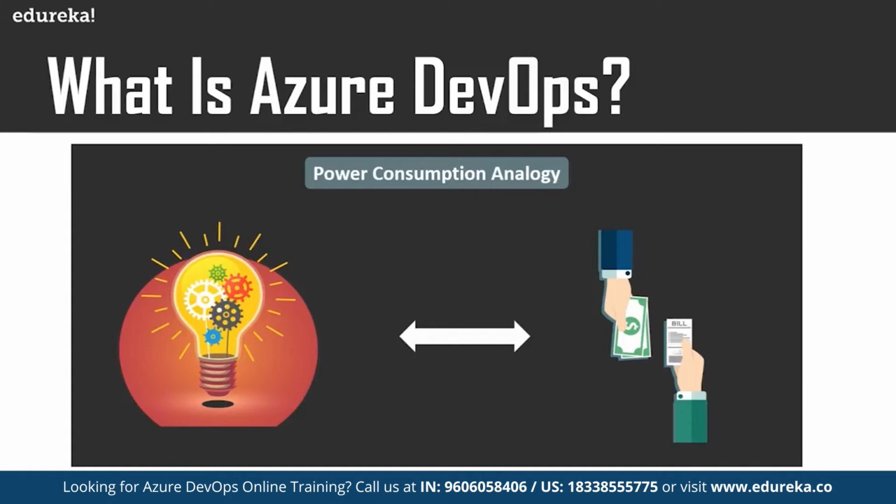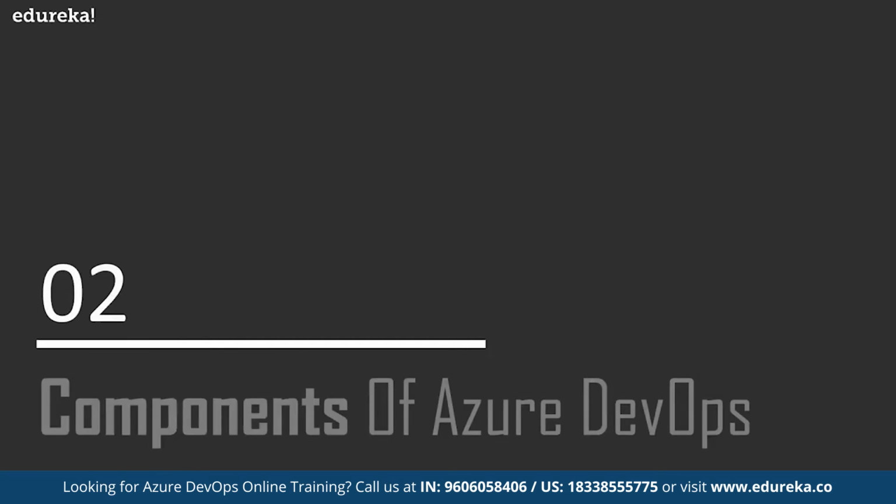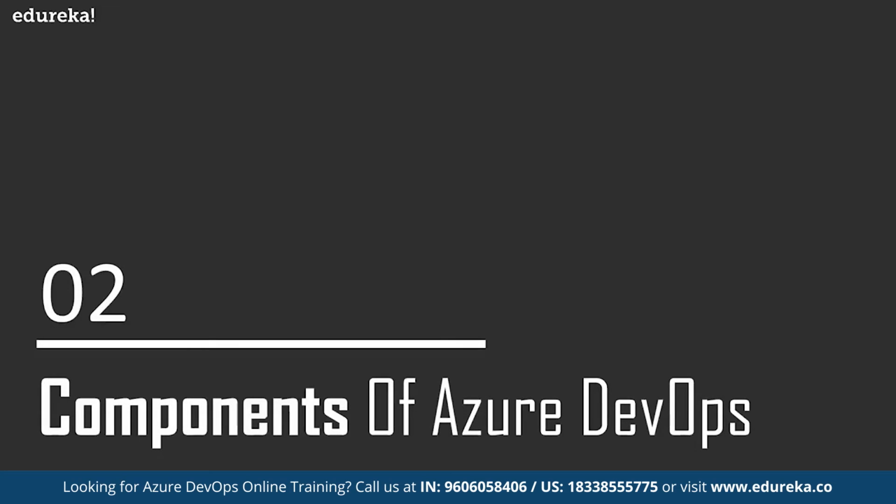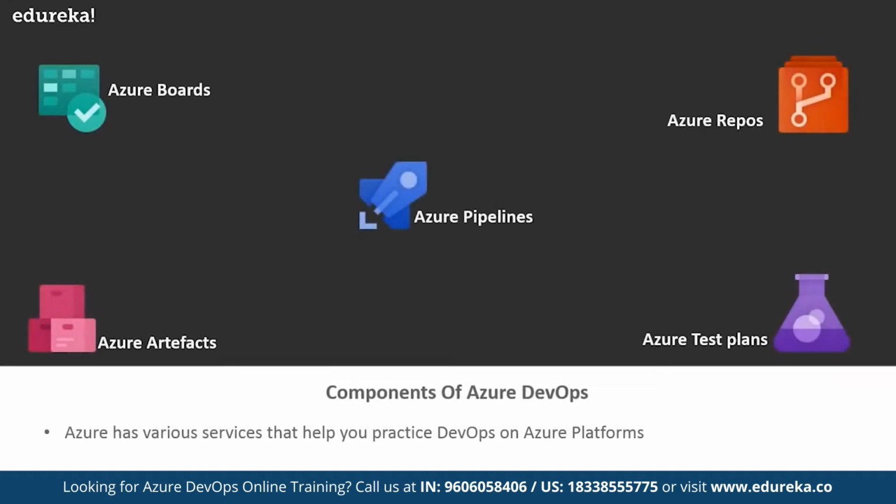But as far as this topic is concerned, we are not here to discuss this particular topic in detail. So let us quickly move further and take a look at some of the components that concern this topic. So these are the components of Azure DevOps. You have Azure Boards, Azure Artifacts, Azure Pipelines, Azure Repos, Azure Test Plans. Basically, these are different services that let you carry out certain practices that concern DevOps.